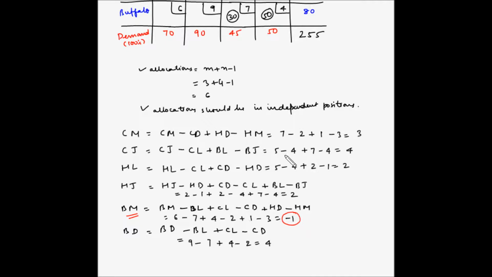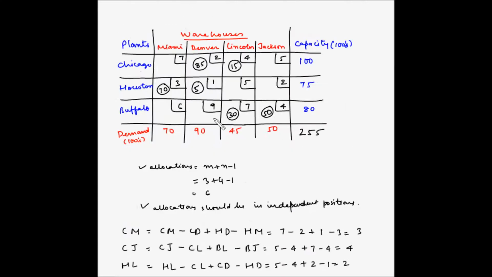So now we have to iterate towards optimality and improve upon this solution. So the first step is to select the water square with the largest negative net cost change. In our case, we only have one square which has a negative net cost change. So we'll select that square, which is Bm, Buffalo to Miami. Now let me draw the closed loop for this square.